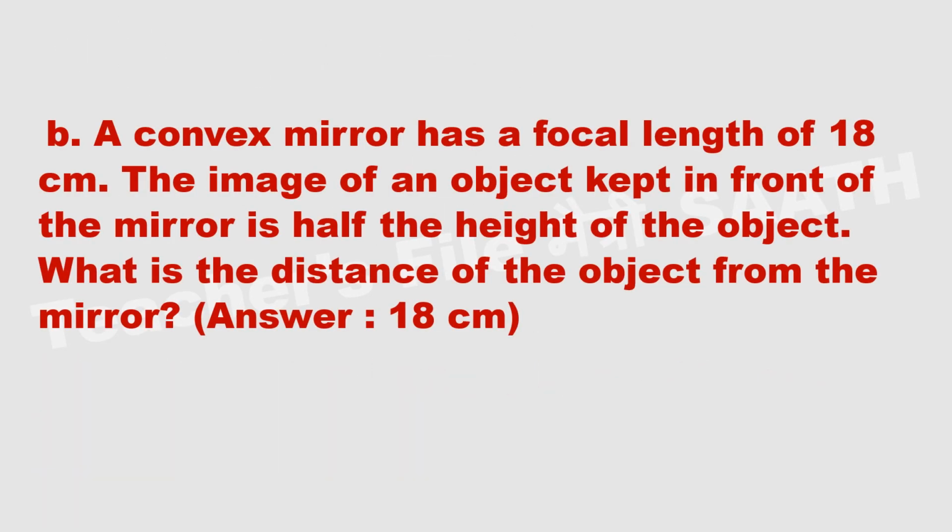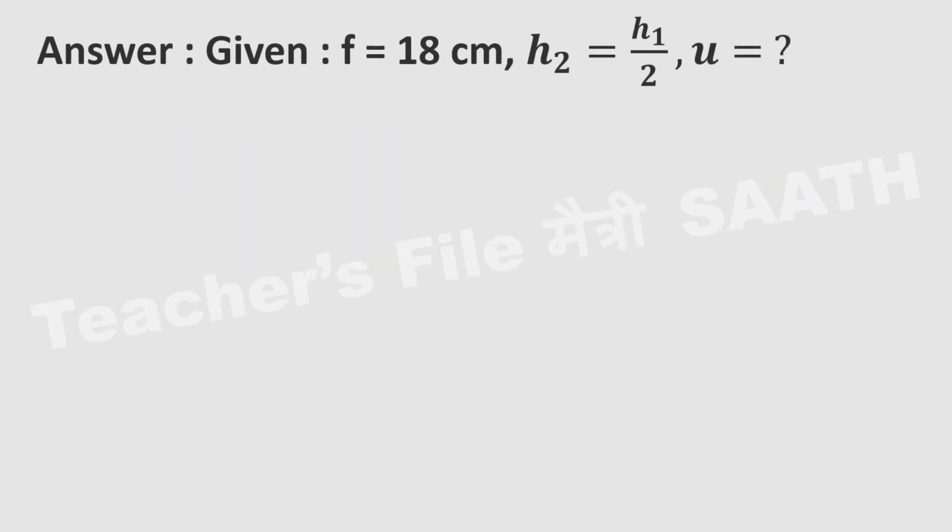A convex mirror has a focal length of 18 cm. The image of an object kept in front of the mirror is half the height of the object. What is the distance of the object from the mirror? Answer. Given f is equal to 18 cm, h2 is equal to h1 upon 2. Therefore, we have to find out u.